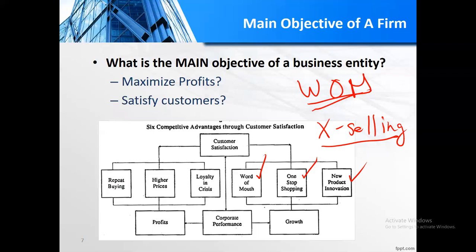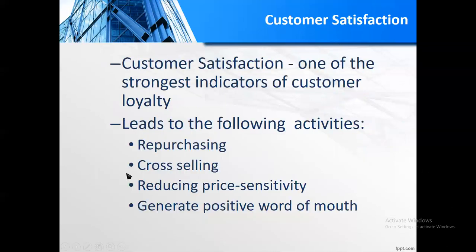Okay, so let's continue, guys. I already mentioned this a while ago. Loyal customers, satisfied customers provide the company with repurchasing. Repurchasing means they will come back. They will keep coming back. This is what I mentioned earlier, cross-selling. You can offer other products being provided by the company. It reduces price sensitivity. When the price goes up, they are still there. One important thing here is word of mouth. That's free advertising. Okay? So that's the importance of customer satisfaction.